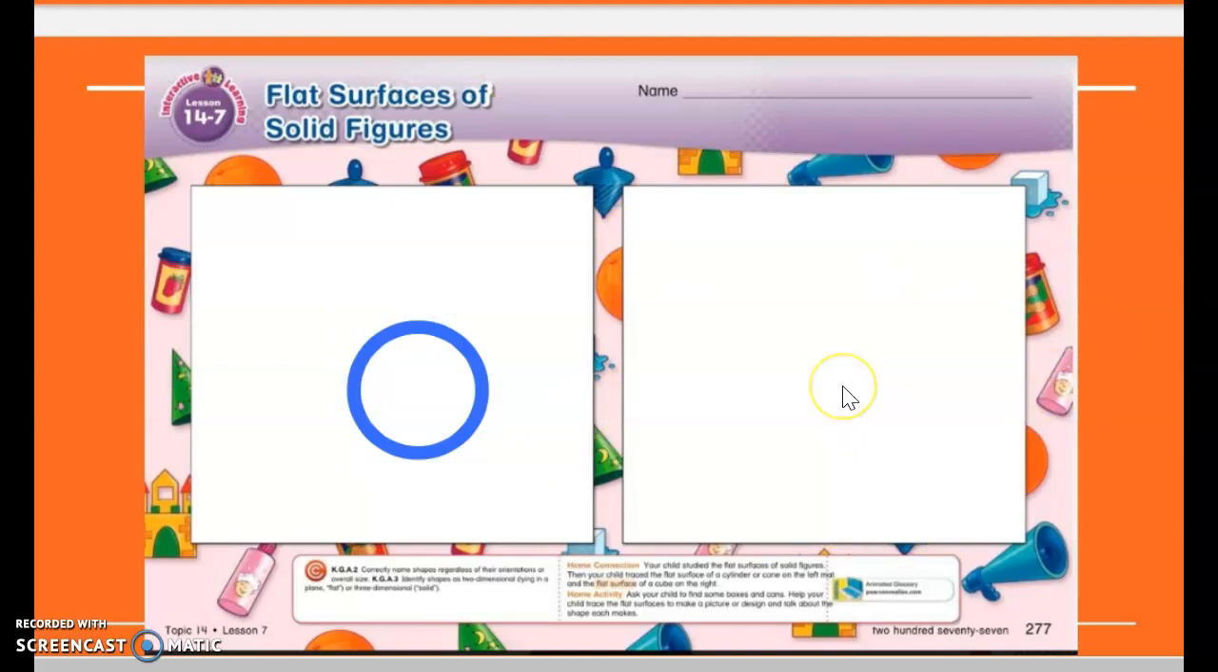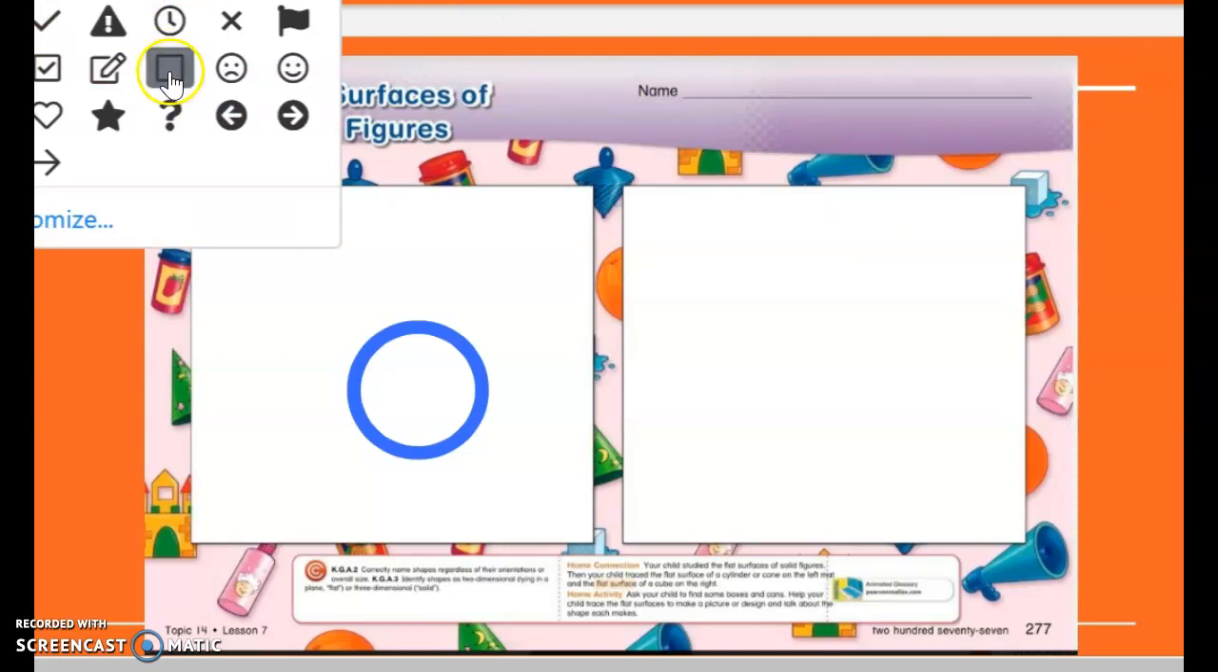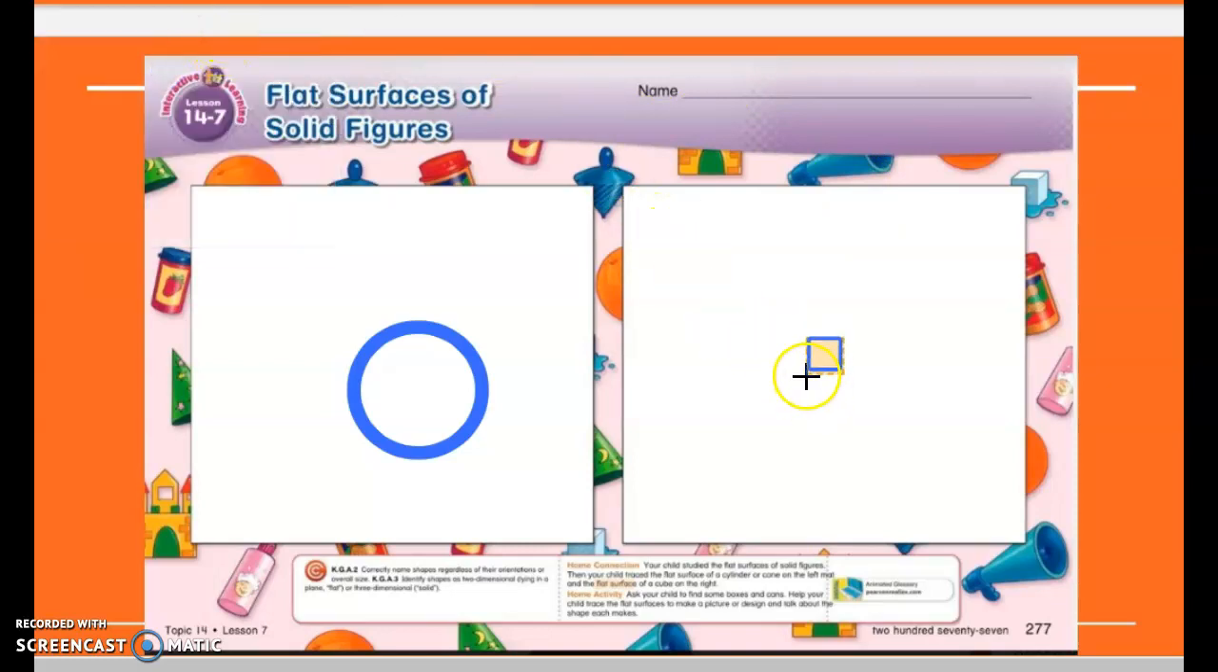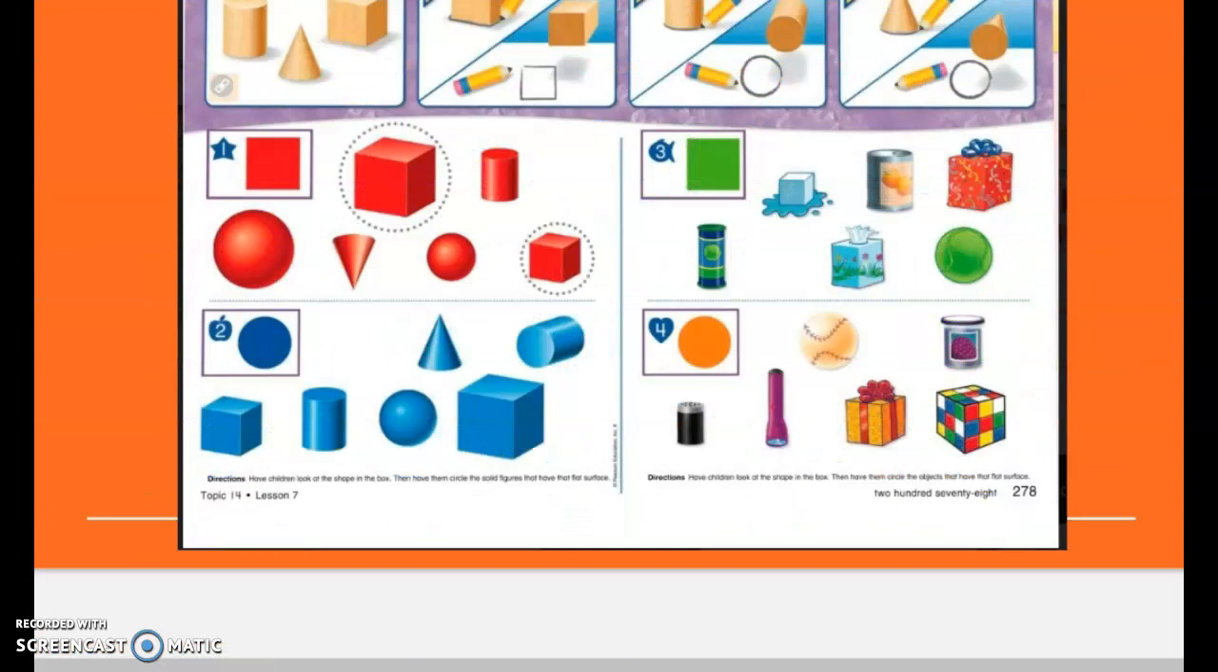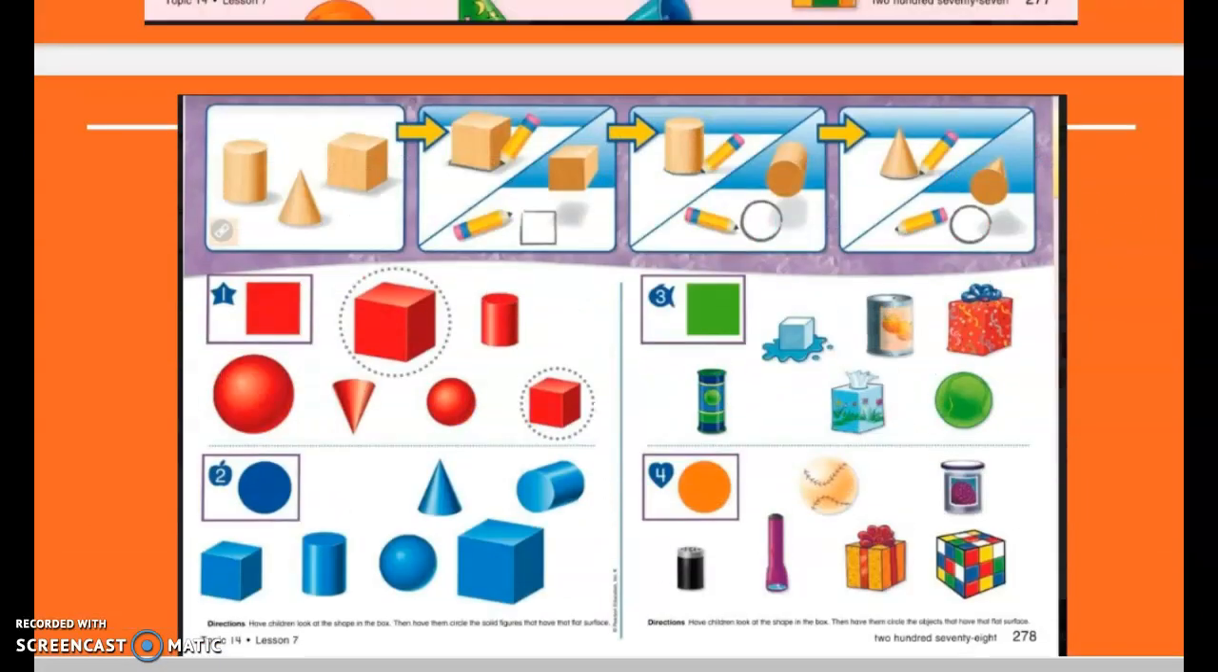And on this side, they want to know, what flat surface do you see on a cube? What is one of the faces of a cube? That's right, it is a square. So my square would look like this. Okay. So when we go down here, they want us to match.